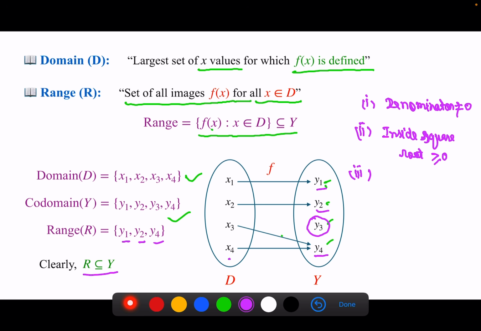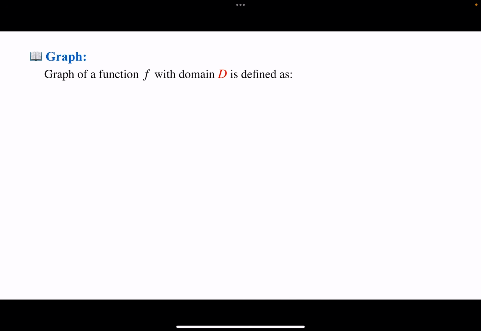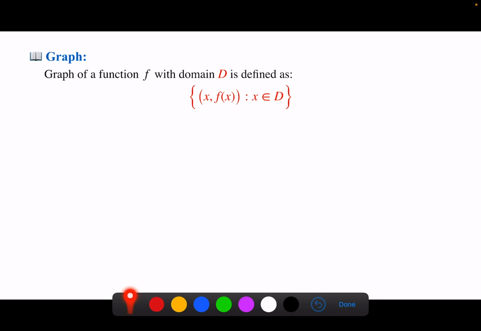And if we talk about a logarithmic function, the expression inside the logarithm should be greater than 0. Now, what is a graph? The graph of a function with domain D is defined as the set of points x, f of x, where x is the domain value and f of x is the image of x by function f.